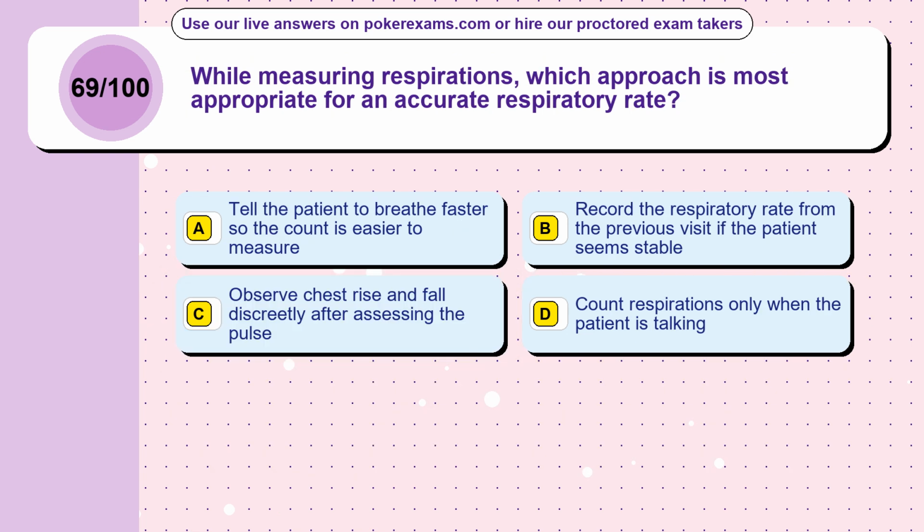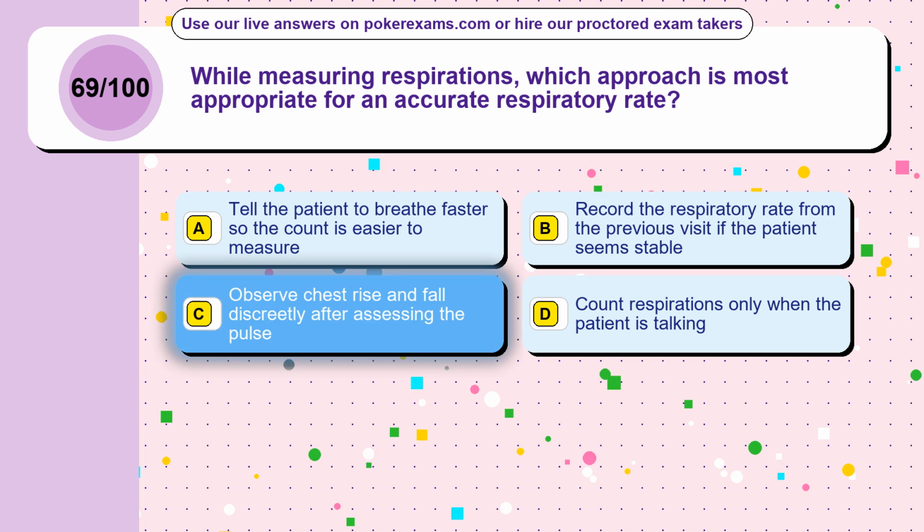Question 69. While measuring respirations, which approach is most appropriate for an accurate respiratory rate? Option A. Tell the patient to breathe faster so the count is easier to measure. Option B. Record the respiratory rate from the previous visit if the patient seems stable. Option C. Observe chest rise and fall discreetly after assessing the pulse. Option D. Count respirations only when the patient is talking.